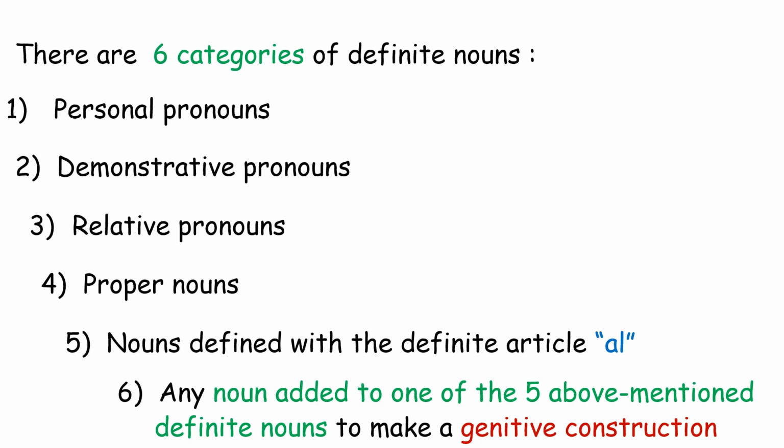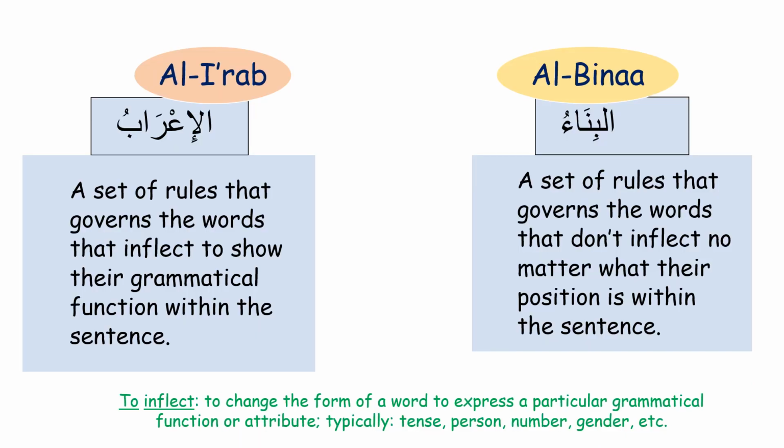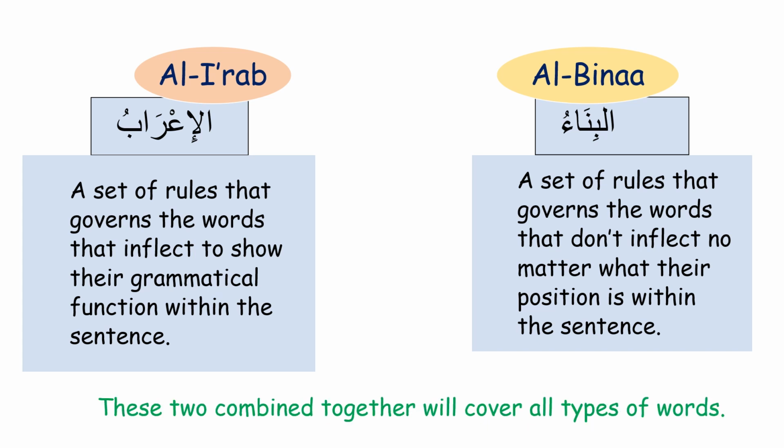And here it stands to reason for you to ask, what's the solution? We really need a compass to show us the right direction. Yes, we definitely do. And our compass is called al-i'rab wal-bina. Let me explain. It's very simple. Al-i'rab is a set of rules that governs the words that inflect to show their position within the sentence. And al-bina is a set of rules that governs the words that don't inflect no matter what their position is within the sentence. And that means that these two combined together will cover all types of words.